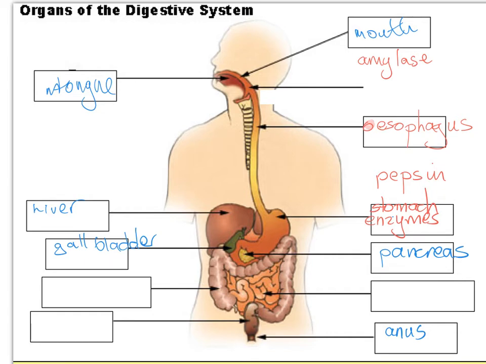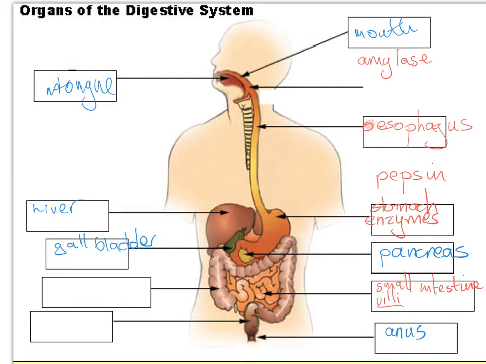From the stomach, food ends up in the small intestine, and the small intestine, whoopsie-daisy, I'm spelling that wrong. The small intestine is involved in absorption of food, and that absorption is aided by finger-like projections, and we'll look at that in more detail, called villi in the small intestine.